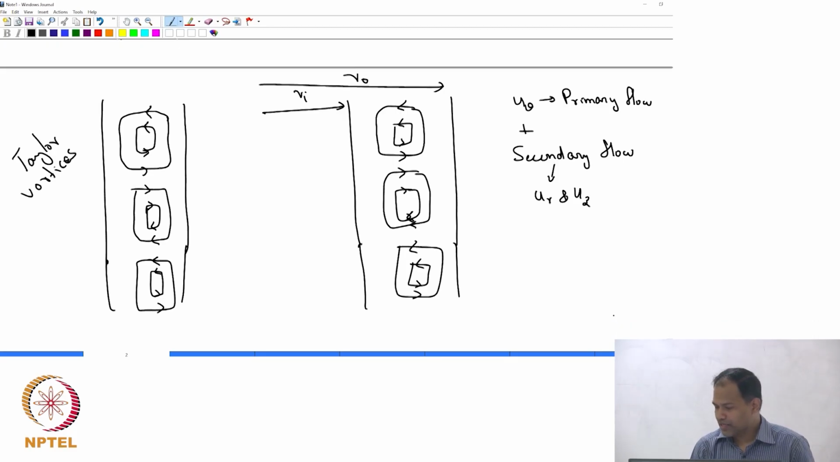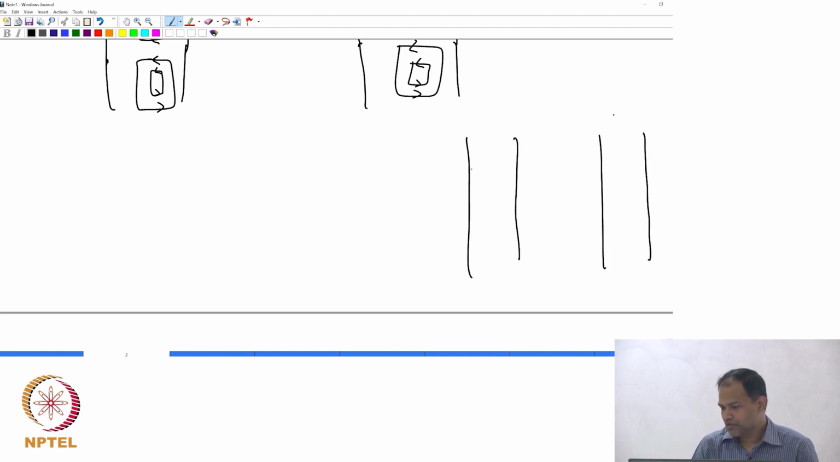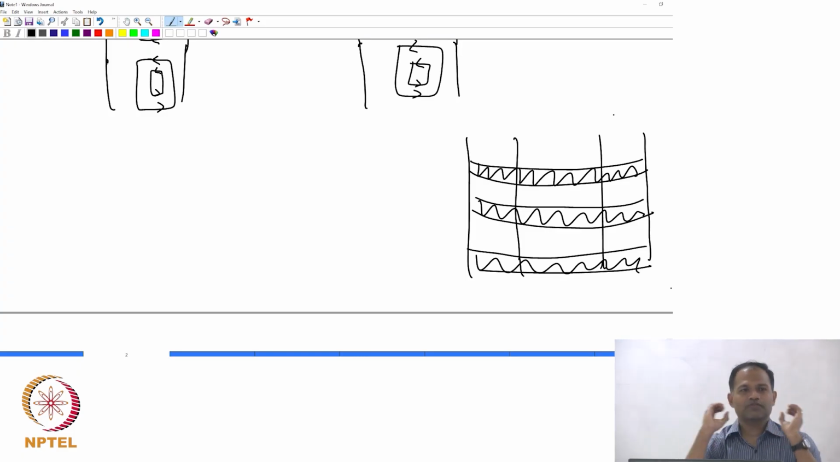Now, this is not the end. When you look at the experiment, if this is the gap, you will see that there are these bands that have formed. Each of these bands represents these Taylor vortices. They are just arranged next to each other. It is just a representation. So, one vortex band, next vortex band, next vortex band, it forms.